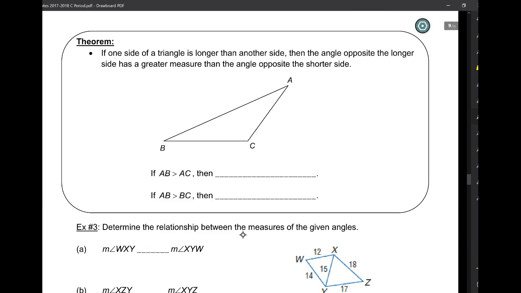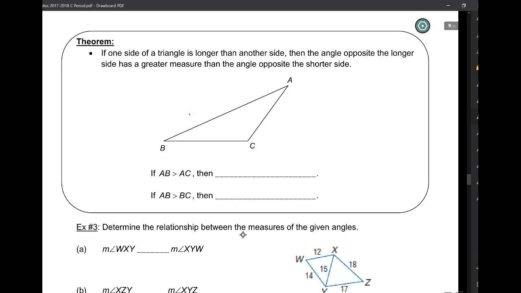Okay, here we go. Theorem. So this one, I think the wording sometimes in these theorems is kind of hard to understand. It's almost easier to just look at the picture. But basically, I think this is one of the most obvious theorems. If one side of a triangle is longer than another side, then the angle opposite is going to be bigger than the angle opposite the shorter side.